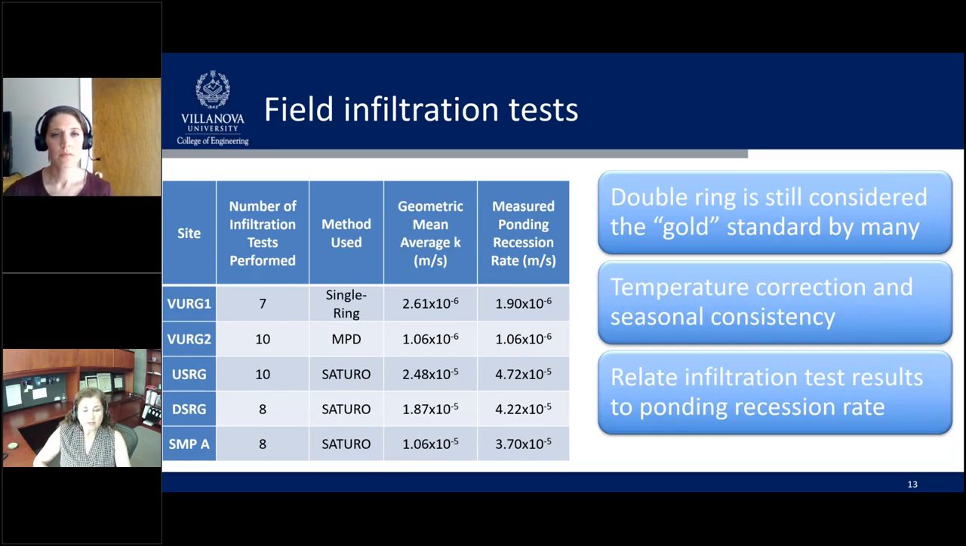So you see that we had a minimum of 7, a maximum of 10 tests that were done, and we used the geometric mean. Lots of research shows that the geometric mean is actually the better mean to use for saturated hydraulic conductivity, and we were comparing that to the quote-unquote true value, which Kristin described earlier, of the measured ponded recession rate.